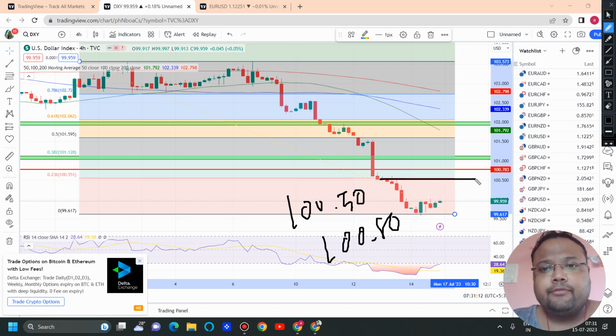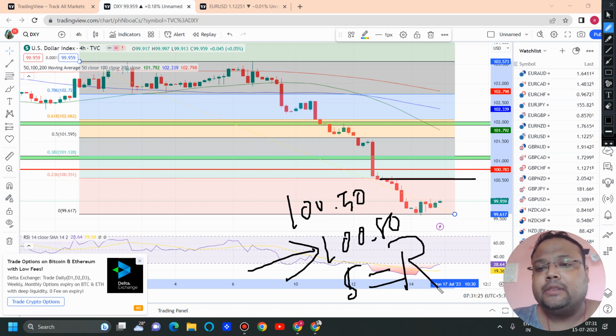So here we have the Fibo 23.6% retracement level around 100.80. This was the previous strong support that will be acting as the new resistance for the market. 100.80 was the last support on DXY, and obviously the same support will be creating problems right now as resistance.